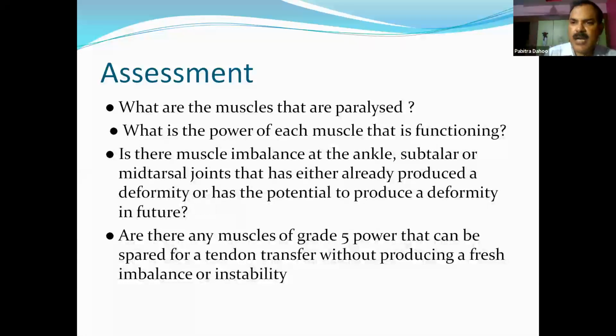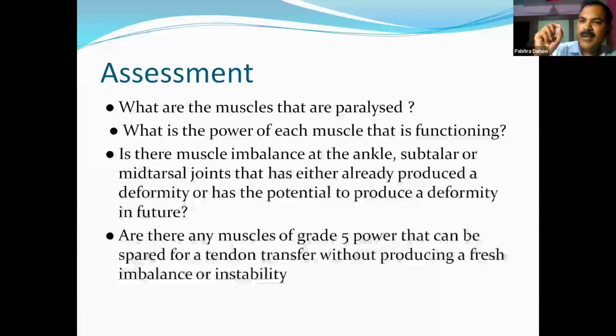You expect that peroneals are very spastic or tibialis posterior weak. You will expect that yes, this foot is going to valgus, there will be a mid-tarsal break. So you have to address the situation in the early stage. And the last one is, are there any muscle with grade 5 power, well voluntary control, that can be spared for tendon transfer without producing a fresh imbalance? Again, this point to be noted.